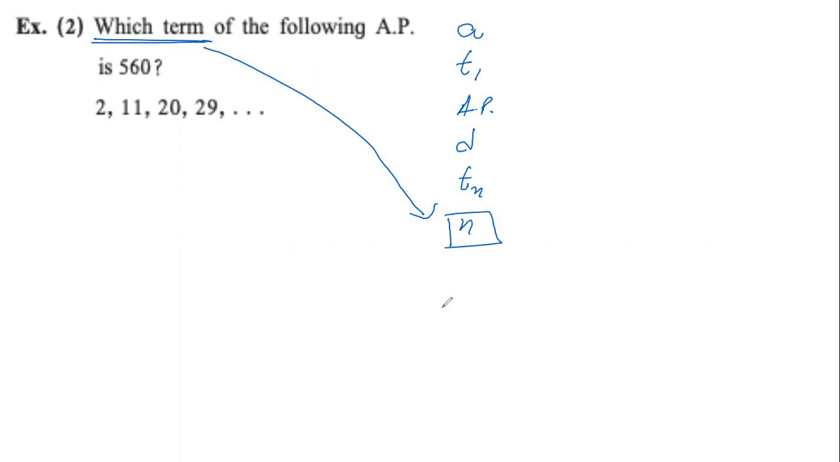Good. You have identified what we need to find out. Let us see how we can do this. So very clearly it says 560 is a term of this AP. माने कहीं पर है 560.